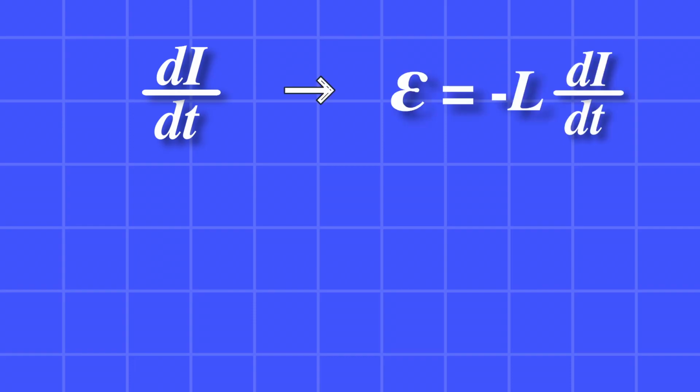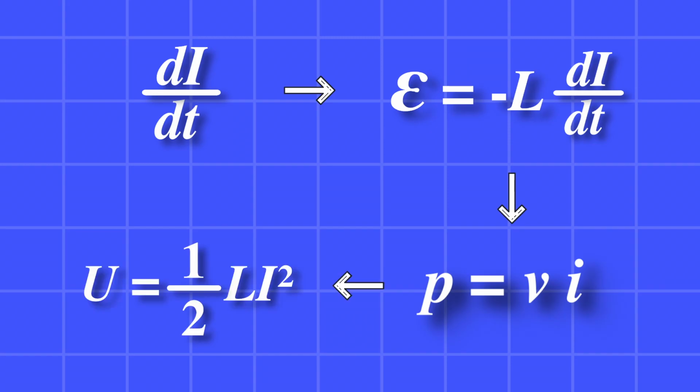A simple 4-step recipe. First, find the rate of change of current, dI by dt. Second, get the EMF, or voltage, using L times dI by dt and set the correct polarity. Third, if you need it, compute power as voltage times current. Fourth, find the energy stored in the inductor using 1/2 LI² at the final current.